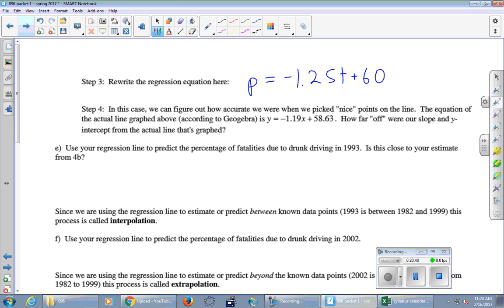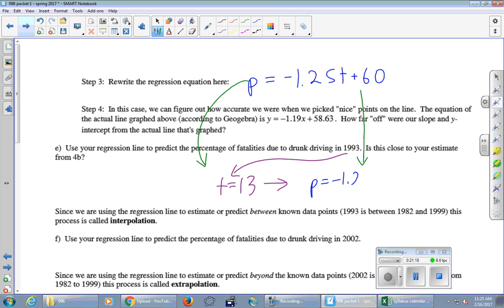We did our best. Okay, so let's use the equation, the regression line equation, to predict the percent fatalities due to drunk driving in 1993. We've got two equations. We're going to stick with the one that we've created, not the one the computer told us. 1993. Again, we gotta make that translation. Remember, we start the clock at 1980. So how much is t for 1993? T is 13.